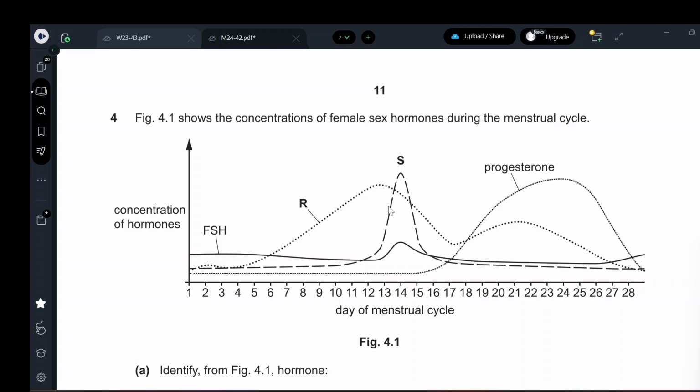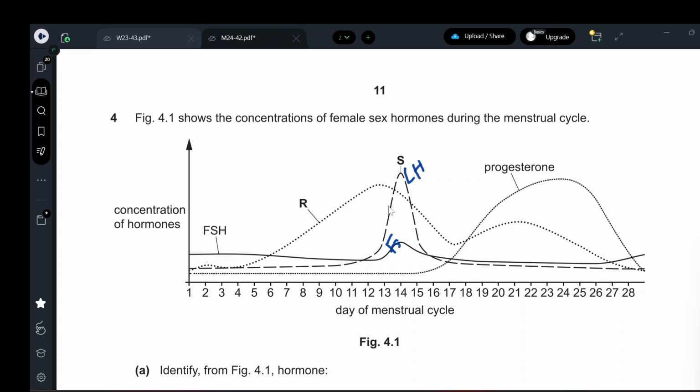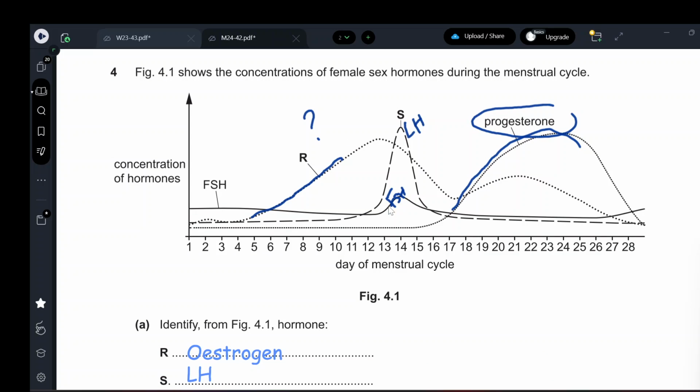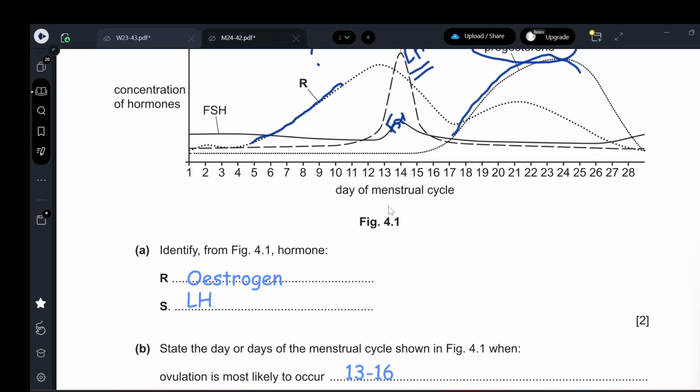The figure shows the concentrations of female sex hormones during the menstrual cycle. The hormones that increase in the middle are the FSH and the LH. The highest one in the middle is the LH, and the one under it is the FSH. The hormone that increases in phase 2 is the progesterone. What is R's name? Identify the hormones. R, of course, in phase 1, the estrogen increases. What about S? The highest peak hormone at day 14 is the LH hormone.